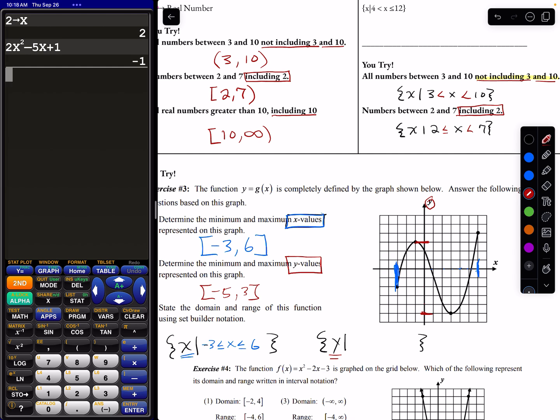So using set builder notation, I would say y such that it runs from -5 less than or equal to y, this time, which is less than or equal to 3. So that's how you want to use set builder notation.